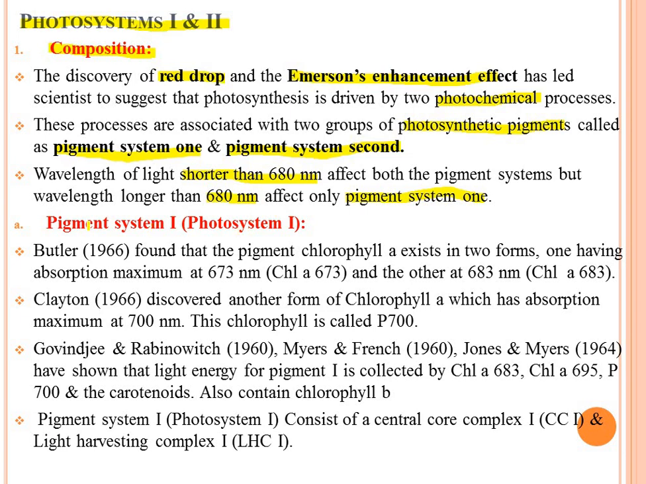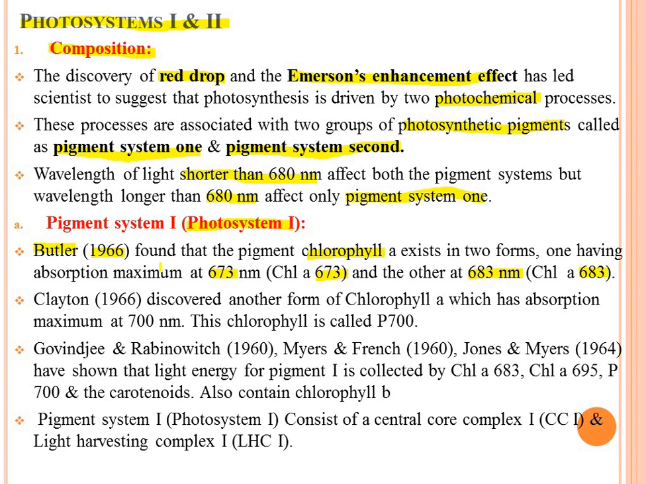Then see the pigment system 1 or photosystem 1. What is photosystem 1? Butler in 1966 found that the pigment chlorophyll A exists in 2 forms, one having absorption maximum at 673 nanometer, known as chlorophyll A 673, and the other at 683 nanometer, that is chlorophyll A 683. This is according to Butler.